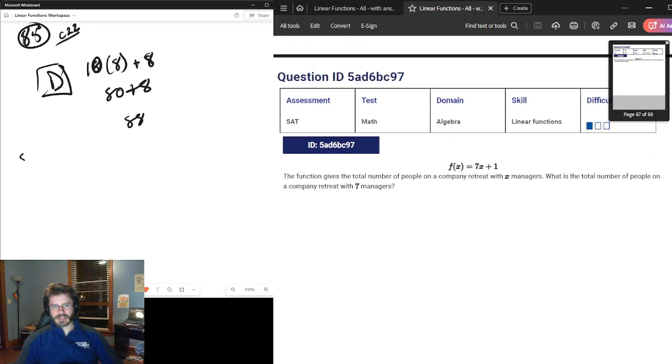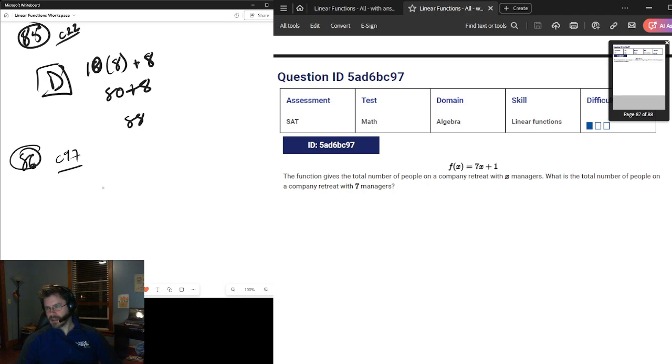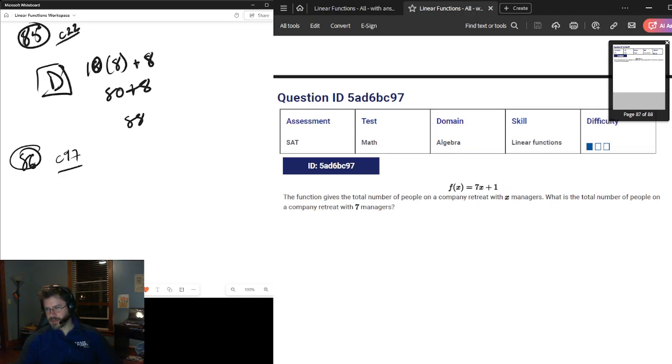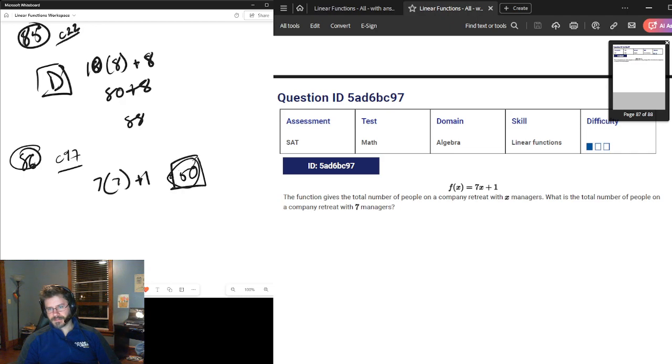Next question, 86. Code C97. We got a linear function again, of course, because that's the section we're doing. Give it a shot, pause the video. All right, the function gives the total number of people on a company retreat. x managers, what are the total number of people on the company retreat? It was 7 managers. That's basically telling us to plug in 7. 7 times 7 plus 1 is 49 plus 1 is 50, our answer.